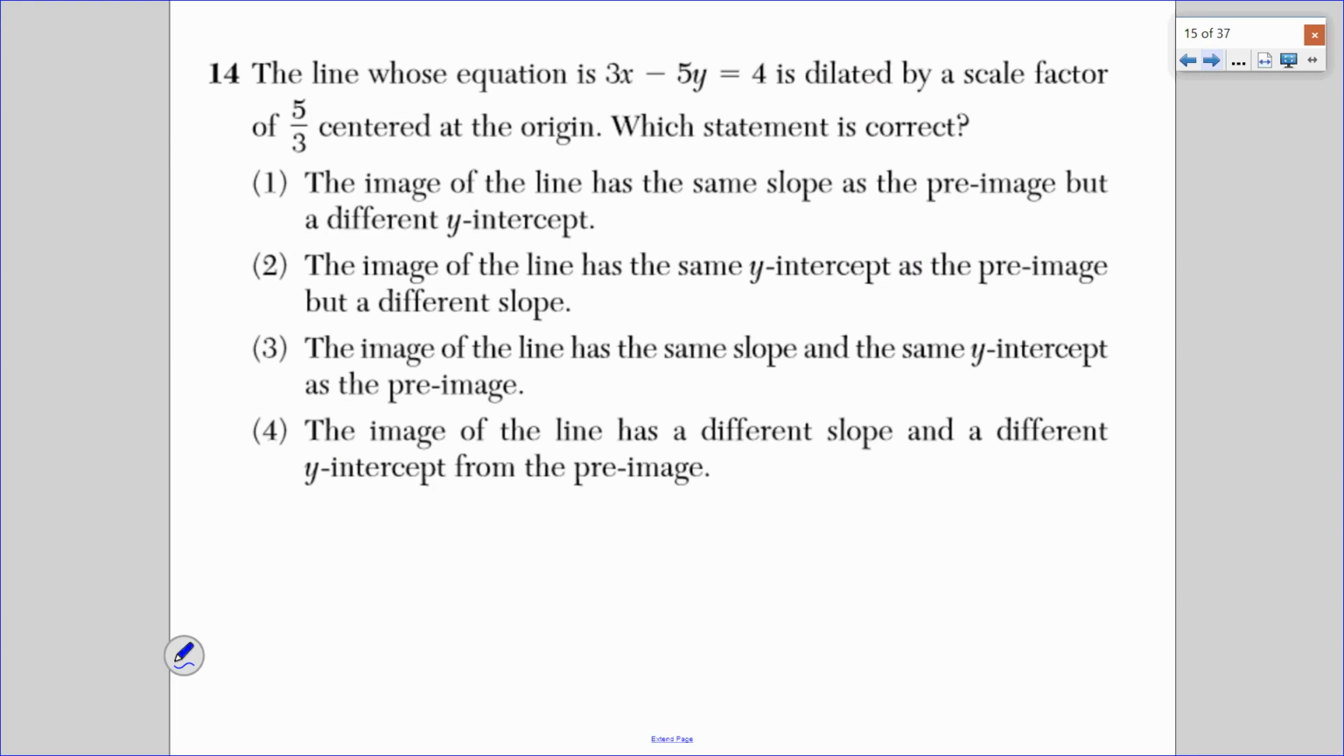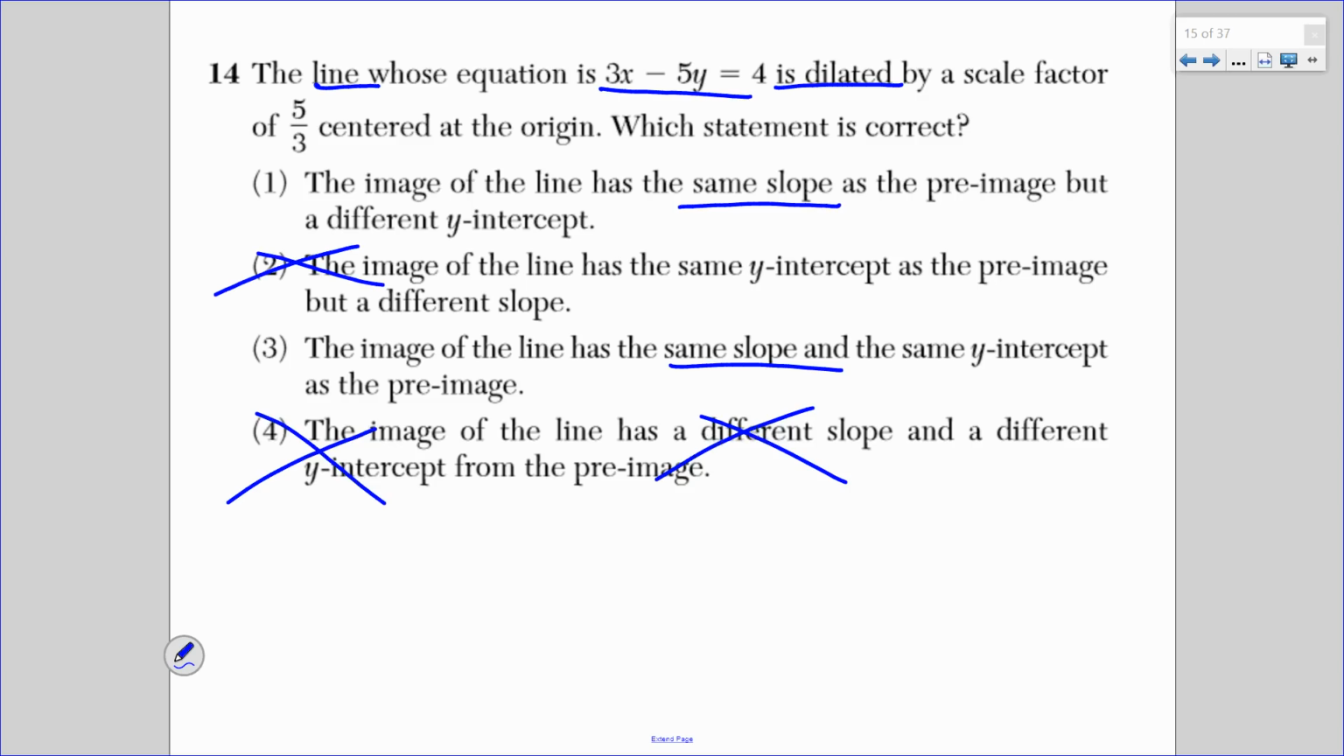The line whose equation is dilated. Line dilations are parallel, they keep the slope. Whenever you're dilating a line, the image is parallel, it has the same slope. So it cannot be different slopes. As far as whether it has the same y-intercept or not, it depends if the center of dilation is on the line. It's centered at the origin.